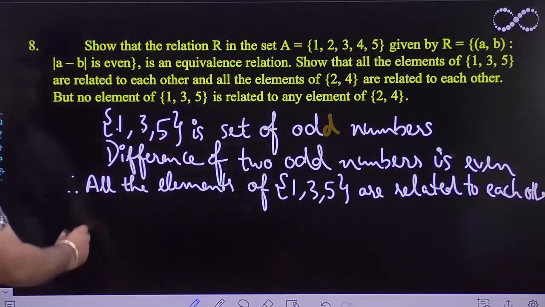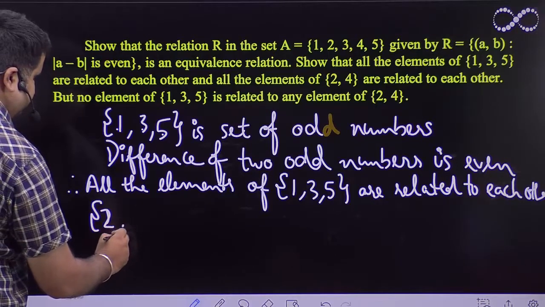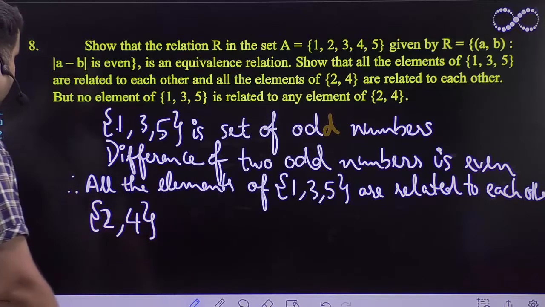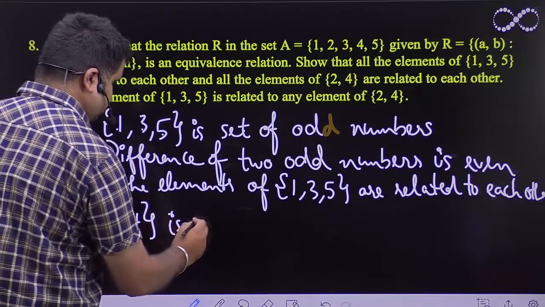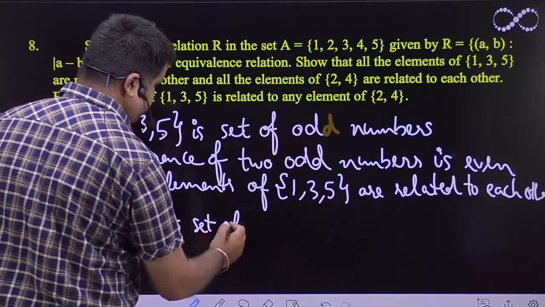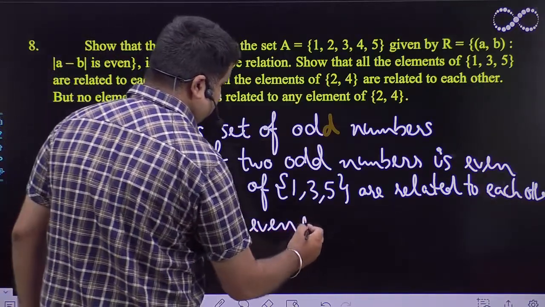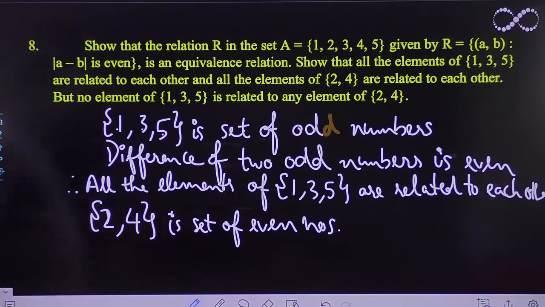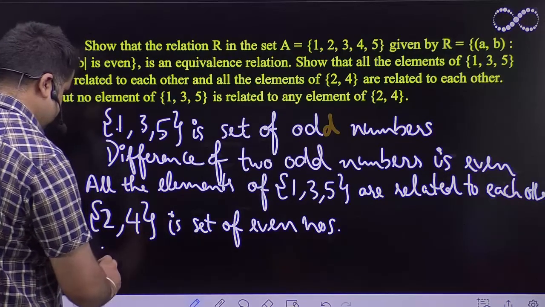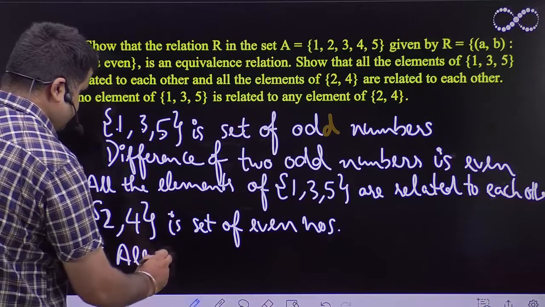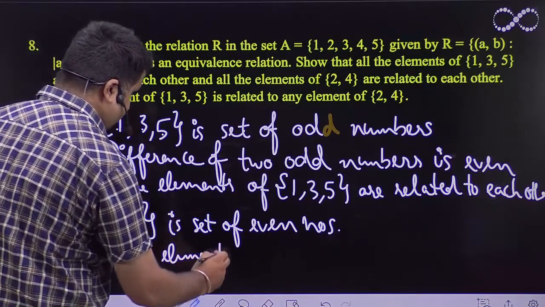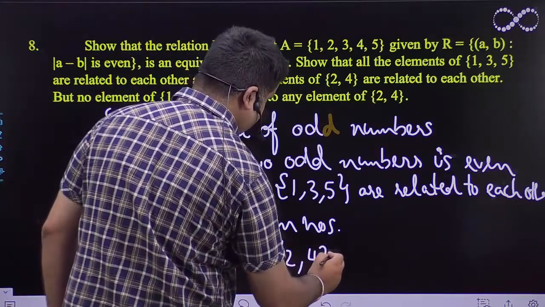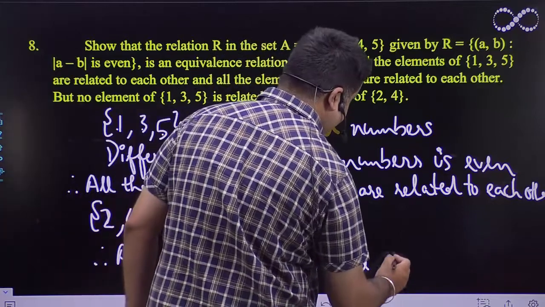Okay. Similarly, we have {2, 4}. Now {2, 4} is a set of both even numbers. Therefore, the difference of two even numbers is obviously an even number. Therefore, all elements of {2, 4} are related.